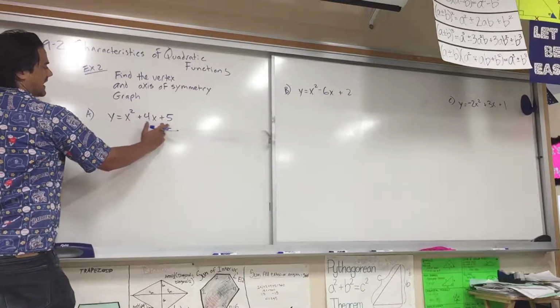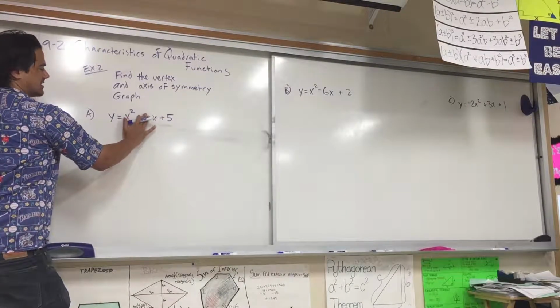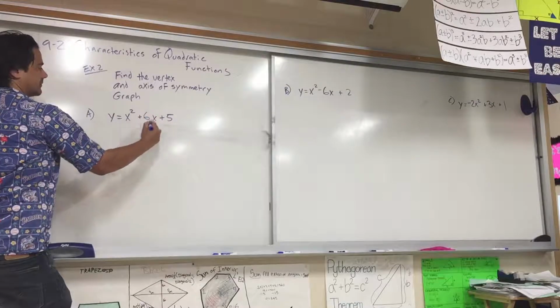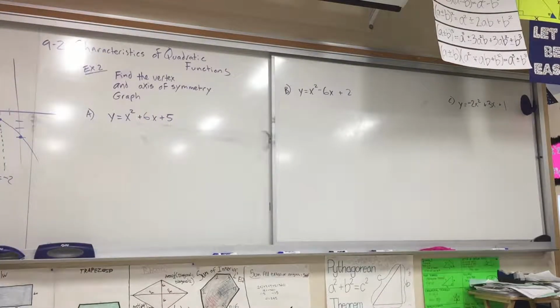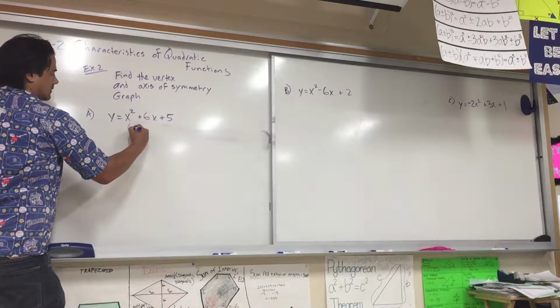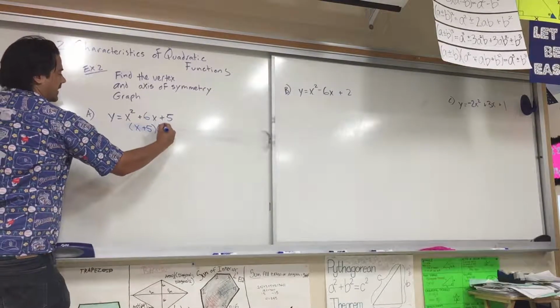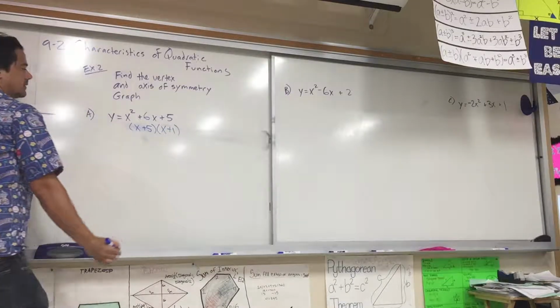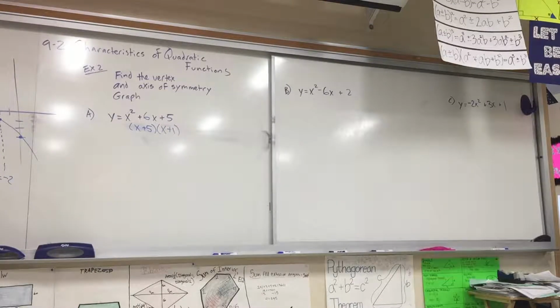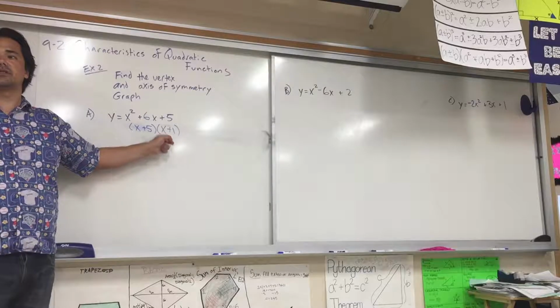I'm gonna change this. 5 and negative 1 won't work because 5 times negative 1 gives you a negative 5. Let's change this to a 6 here. So if we were to factor this, we would have x plus 5 times x plus 1, right? So where would our zeros be? -5, -1, right? We figured out how to solve those, find your zeros.